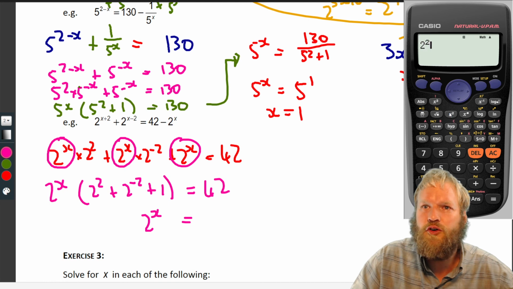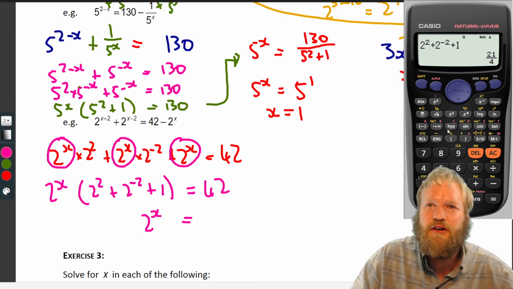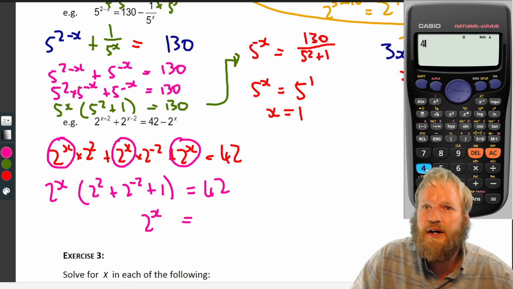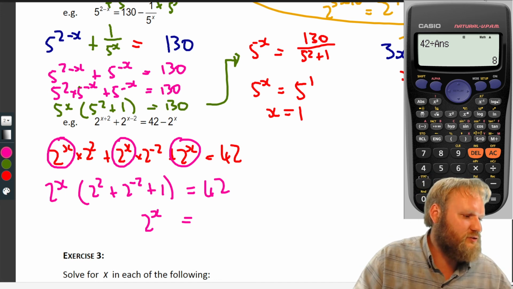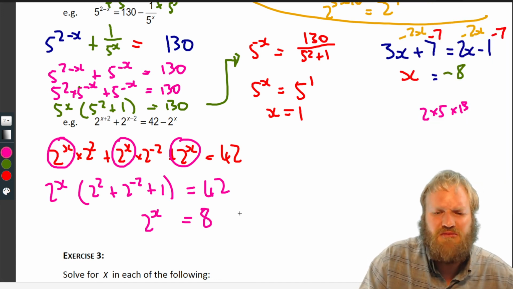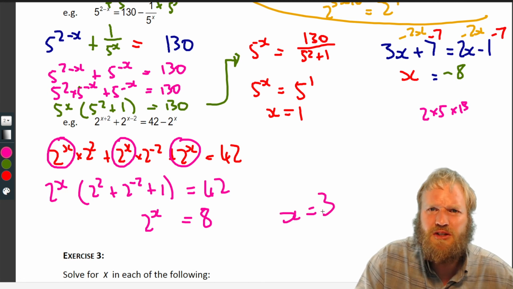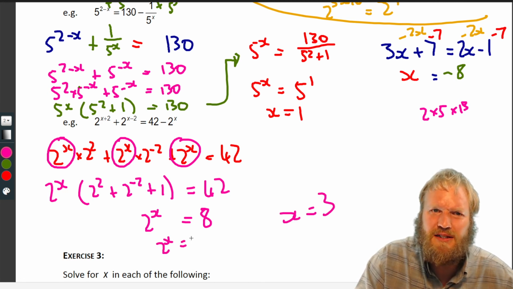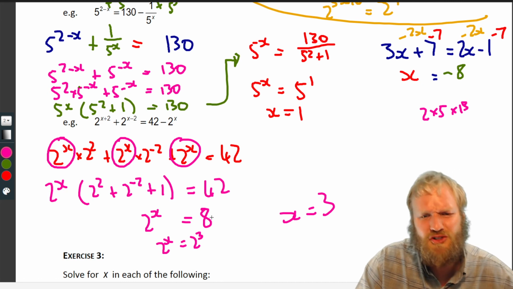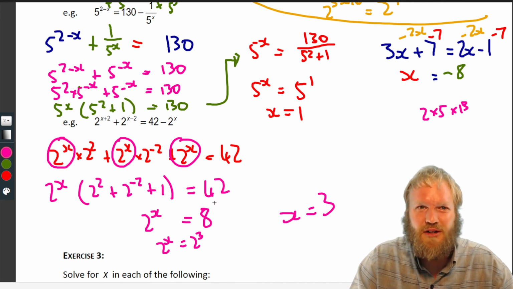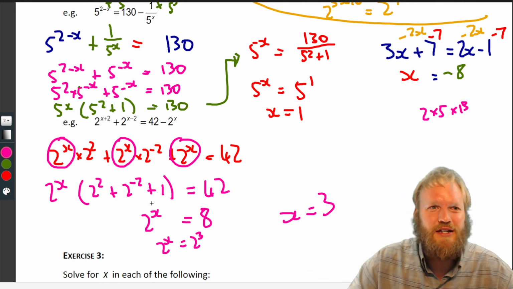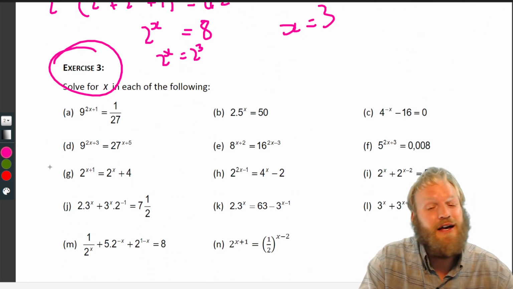So we're going 4 plus a quarter, where's that minus, minus 2 plus 1 gives us 21 over 4. And we want 42 divided by that. 42 divided by that gives us 8. Excellent. 2 to the x equals 8. You know what? x equals 3. This seems like an unnecessary step because it's simple enough. You can show it if you want, but come on, x equals 3. We did the hard work to get there. That's that. Exercise 3. Enjoy it.